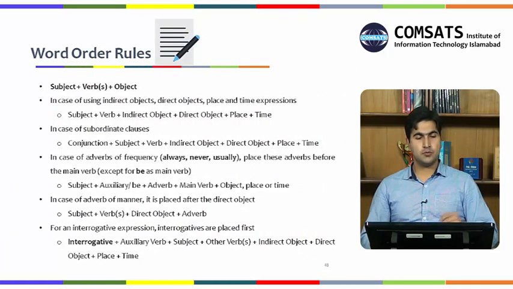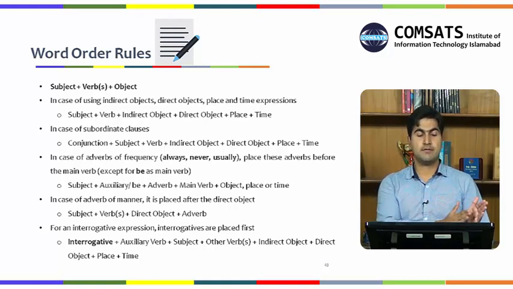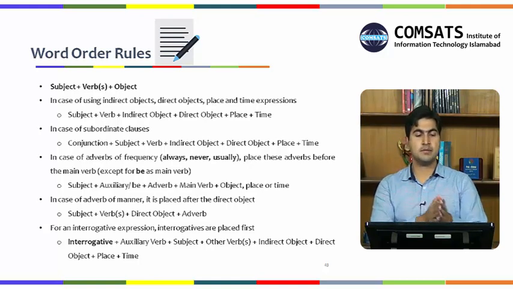Then we look towards the last one. We talked about the word order rules in detail. This is the general word order, which is subject, verb, and object. It becomes a bit tricky in case of using the indirect objects, direct objects, place and time expression. You have the subject, then the verb, then the indirect object, direct, place and time.